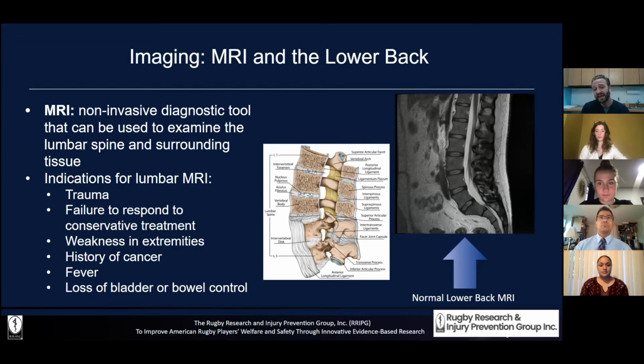Here, indications for the lumbar MRI: trauma, failure to respond to conservative treatment, weakness in the extremities, history of cancer, fever, loss of bladder or bowel control. My job as a physical therapist is to rule out sinister pathology. What does that mean? That means somebody sitting in front of me that doesn't have pain because of a mechanical issue. Is it cancer?